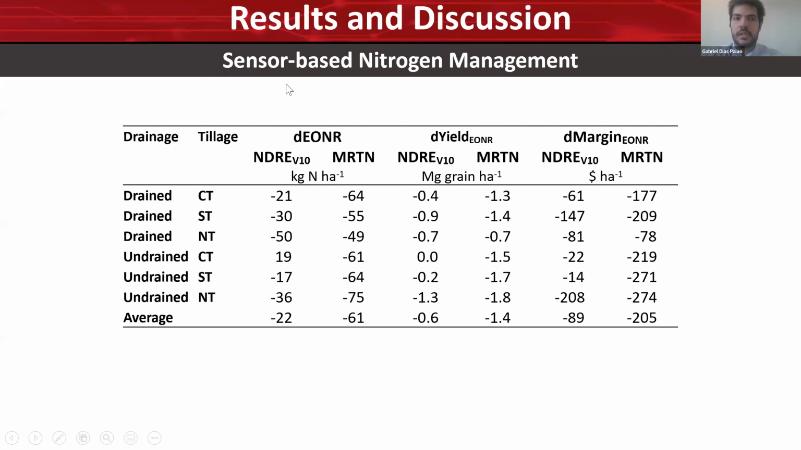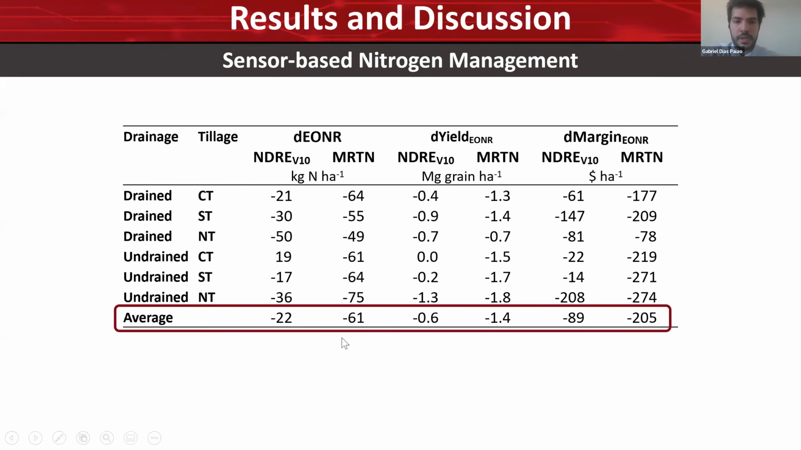And then we also investigated the utility of sensor-based nitrogen management. So here we have the different drainage conditions and tillage practices. And then we have the differential: the predictions for the differential from the UNR, from the yield, and the margins for using the canopy sensing at V10 stage versus the MRTN approach. And what we can see is that compared to the MRTN approach, canopy sensing at V10 was able to predict closer to the actual nitrogen requirements.